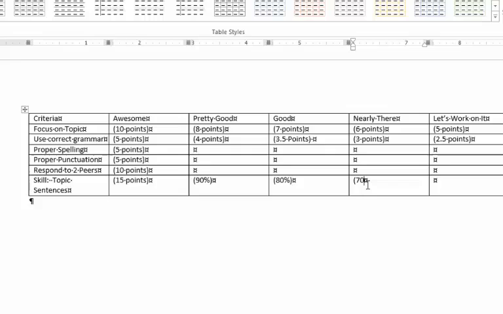Nearly there might be 70% of that 15%. And let's work on it might be, if they didn't have a topic sentence, they just plain out get a 0. I mean, you've got to have that. Maybe if they didn't use proper spelling, they're going to get not 50%, but it's pretty important that they spell properly, because that's something that you've really hammered on. And so instead of getting 50%, maybe they only get 25% or 1 point for the effort.